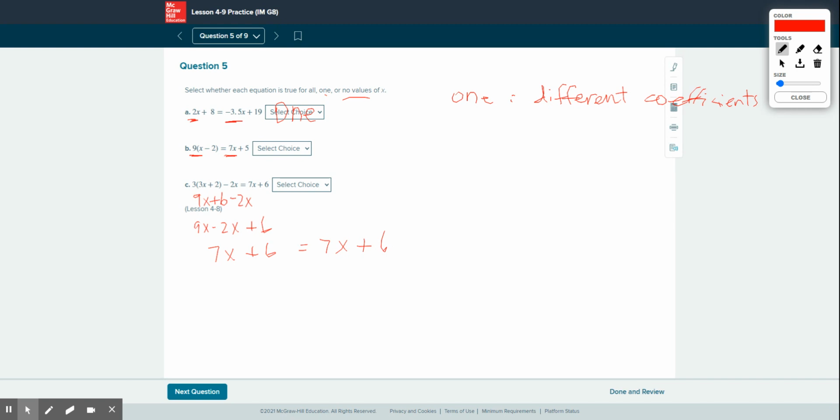Now, as we think about those coefficients earlier, if I combine those like terms, using the subtraction property of equality, we eliminate the variable completely, and we're left with the expression 6 is equal to 6, or the equation 6 is equal to 6.